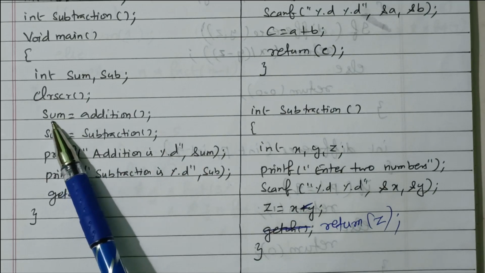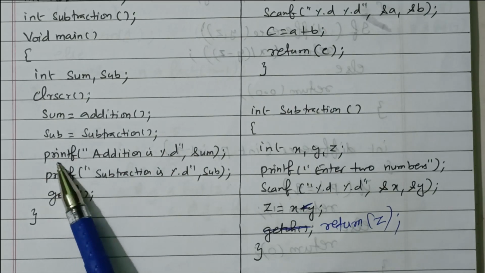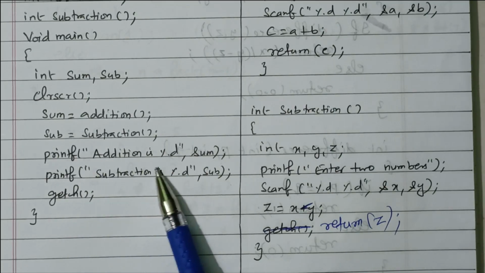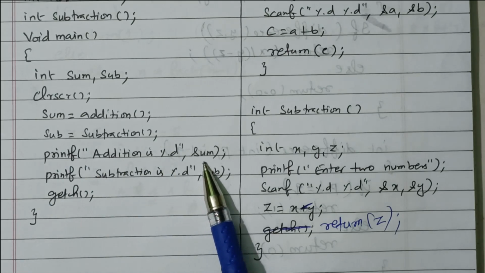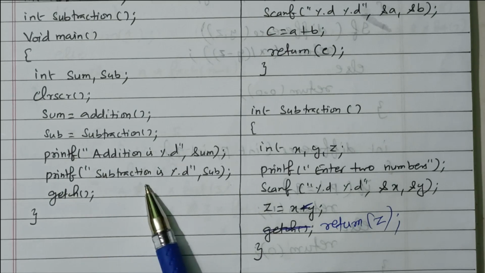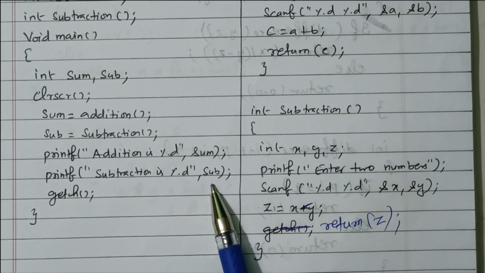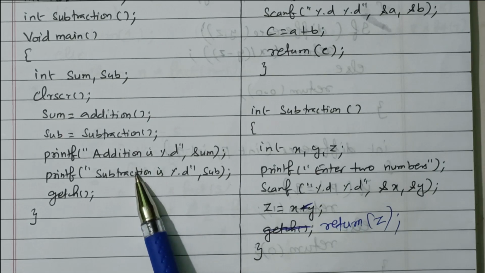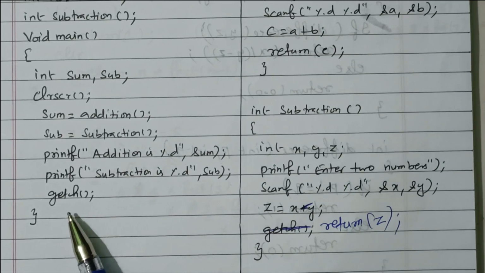Now the answers available in sum and sub, addition and subtraction, are printed. Printf addition is percentage D sum. The sum is available in variable sum. Similarly, printf subtraction, the subtracted value is available in sub. So these two values are printed. After getch, we can close the program.